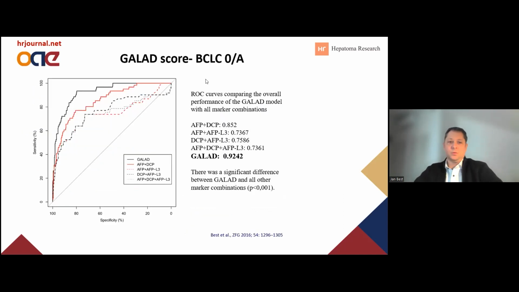So we also tried to reproduce these data in a German cohort, and it is a little different from the previous project. We also made combinations of the different markers, and what I think is remarkable is that if you combine all 3 markers together, you have a significantly lower area under the curve in comparison to GALAD. Importantly, this is in BCLC stage 0 and A. So there you can see a very high level of performance in detection of early HCCs. But this is, of course, just retrospective data at this moment.